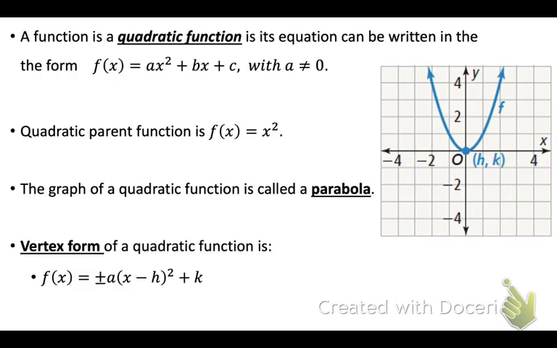So remember, a quadratic equation is f of x equals ax squared plus bx plus c. That is a quadratic equation where a is not 0, because if a was 0, it wouldn't be quadratic, it'd be linear, right? Because this whole thing would be 0. The quadratic parent function is just x squared. The shape is a parabola. And this is what it looks like right over here.